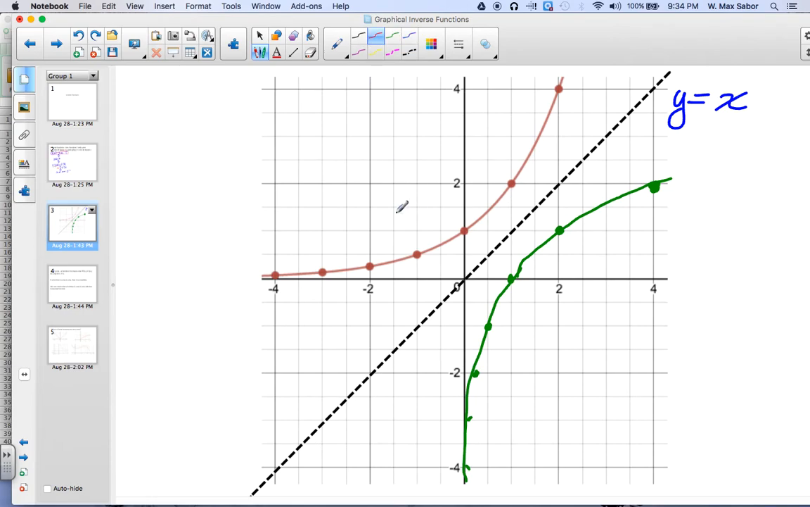Incidentally, these are functions that you've already seen before: y equals 2 to the x, and its inverse function, which you probably know, is log base 2 of x. So whenever we have inverse functions, they are always reflections over the diagonal line y equals x.